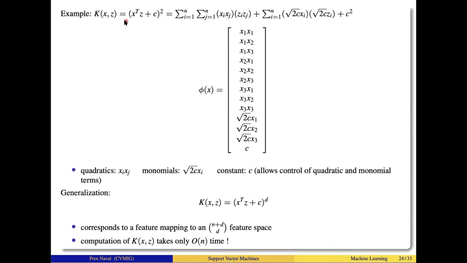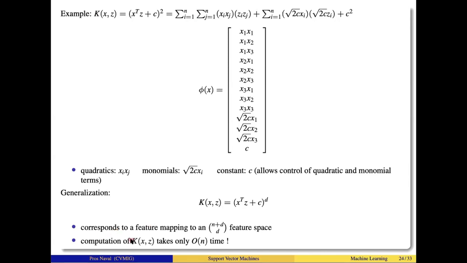Let's have another kernel. Suppose we have this kernel here, and if you do the expansion, this becomes like that, and phi now is equal to this. So what does the kernel do? This is the polynomial kernel with degree 2. It's a quadratic kernel. So you have quadratics and monomials as well as a constant. So this is the generalization for this kernel.